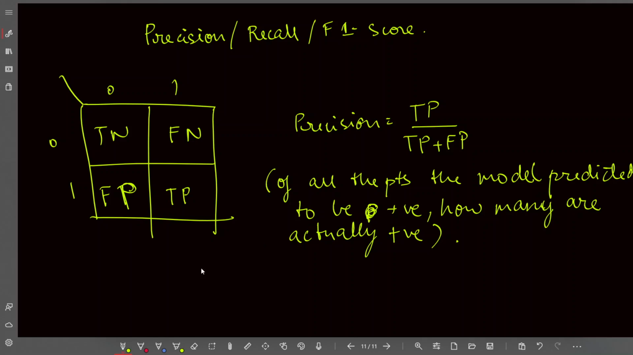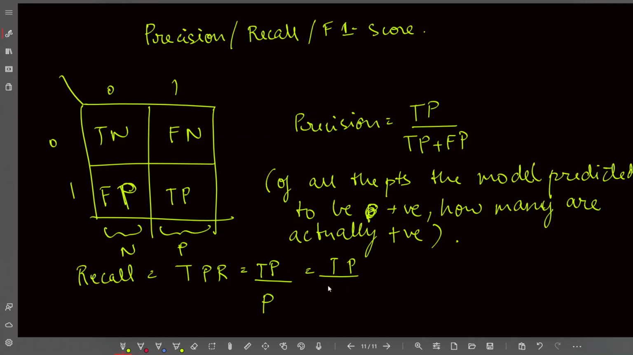Okay. And recall is nothing but your TPR. We saw what TPR is in the previous video, which I covered in confusion matrix. So TPR is nothing but TP upon the total number of positive points. This is the total number of positive points, this is the total number of negative points. So this is basically TP upon TP plus FN.